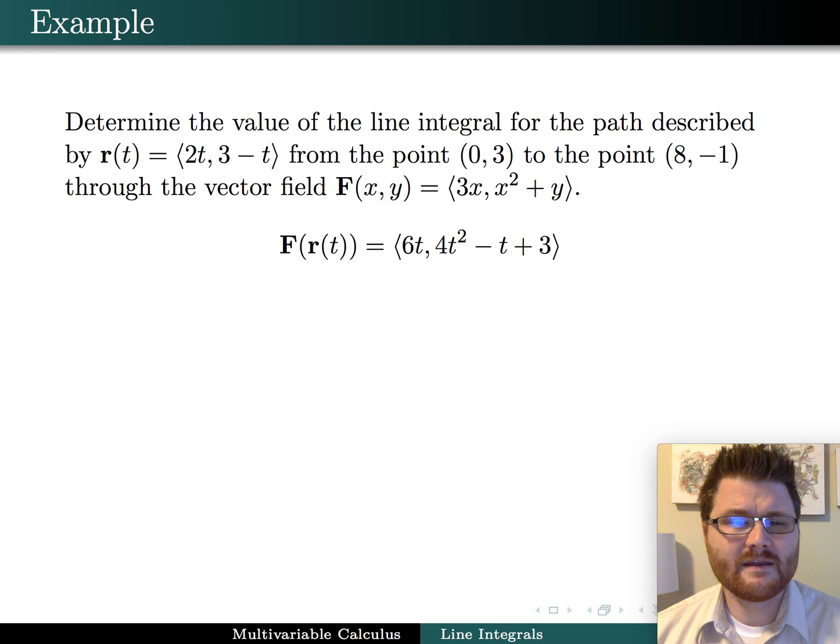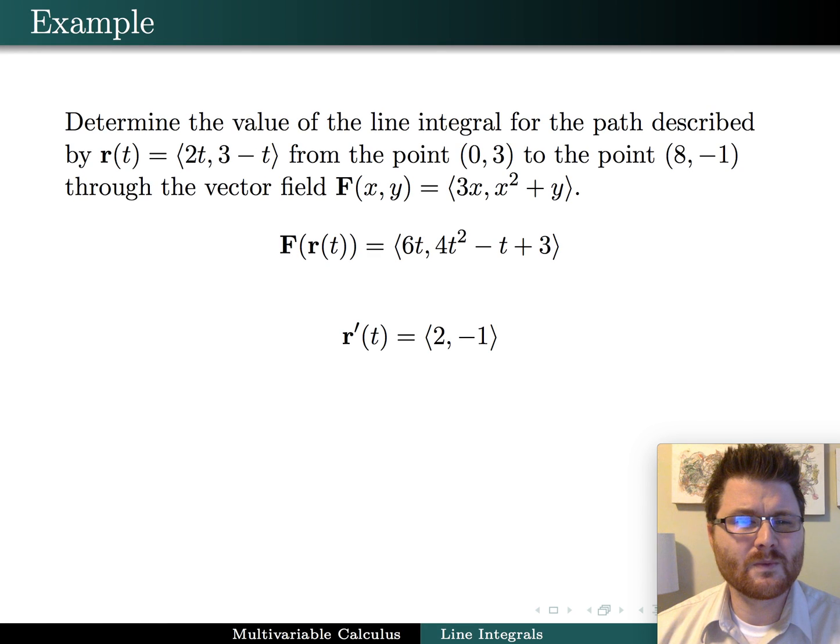And then we need to make sure we know what direction we're headed at every point based on our parameter t. And so we're just looking at the derivative. Again, it's the component-wise derivative, the derivative of the x component, and then the derivative of the y component. And then setting up our integral, we can take F dot dr, or F dot r prime, and integrate with respect to t.